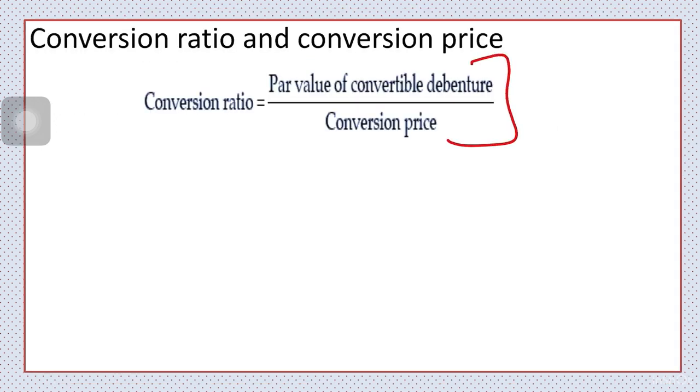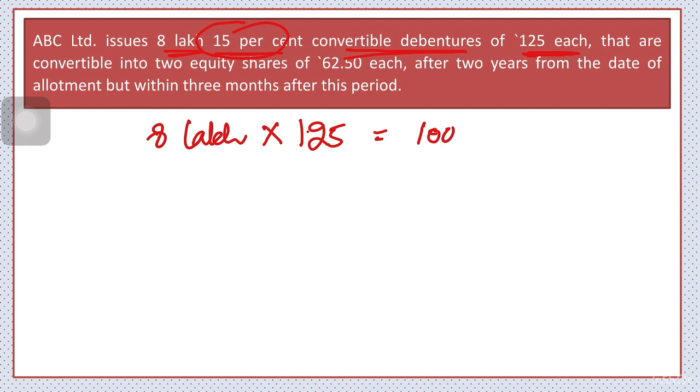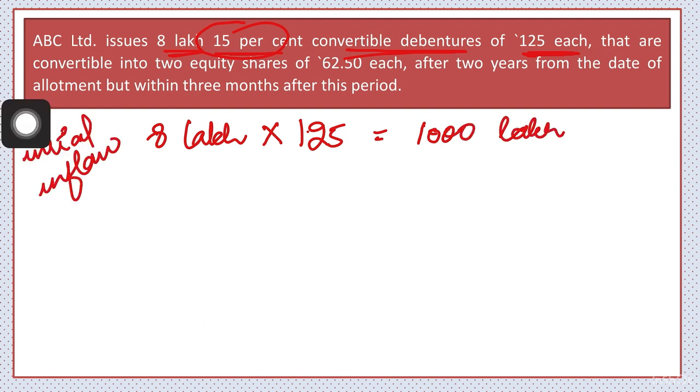Then the formula for the conversion ratio is the par value of convertible debentures divided by the conversion price. Okay. Let's go to the example and understand. Over here, ABC Limited issues 8 lakh 15% convertible debentures. Over here, what is the interest rate? 15% is the interest rate. It is saying 8 lakh 15% convertible debentures of 125 each. So whenever the company is issuing the convertible debentures, what is the inflow? 8 lakh into 125. The value comes out to be 1000 lakh. This is the initial inflow of the company.